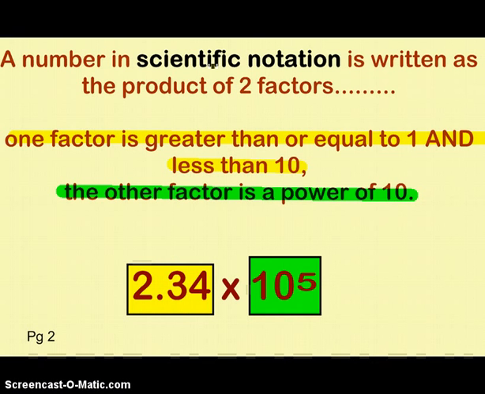A number in scientific notation is written as the product, multiplication, of two factors. One factor, which is in yellow, is greater than or equal to 1, and it also has to be less than 10. The other factor, which is in green, is a power of 10. The example here is 2.34 times 10 to the 5th power.